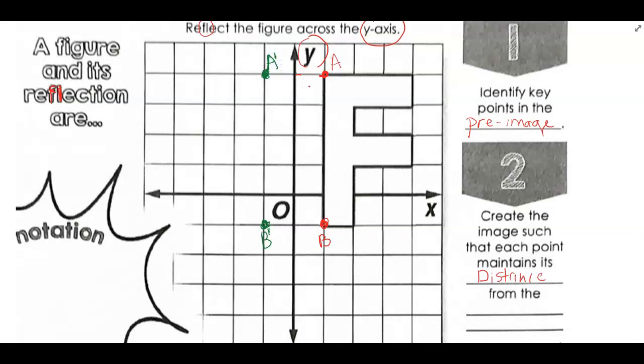All right, so now I'm going to create another key point on this F. So I'm going to call this one point C. And I see that point C is 1, 2, 3, 4 units from the y-axis to the right. So then the reflection is going to be 4 units to the left of the y-axis. 1, 2, 3, 4. And I'm going to call this C prime. And I could do that with several other spots along that F in order to make the reflection.